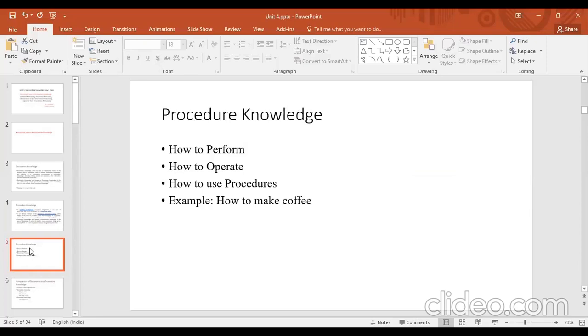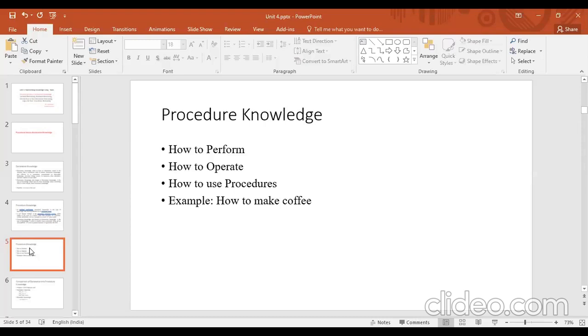So procedure knowledge is related to how to perform, how to operate, and how to use a procedure. All the users have different procedures to make a coffee. So procedure knowledge is not as popular as declarative knowledge, because declarative knowledge is common to all, since it is related to some truth or fact, some required ingredients and so on. This is basic and common for all users, but procedure varies with different users.